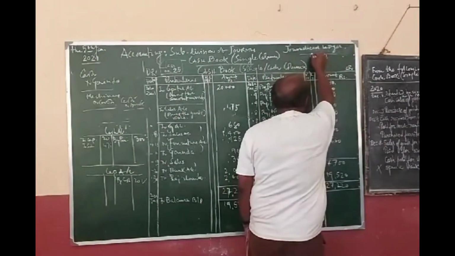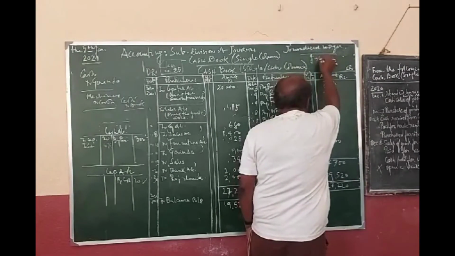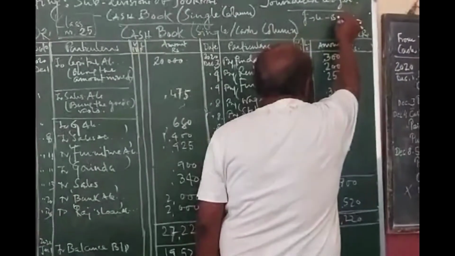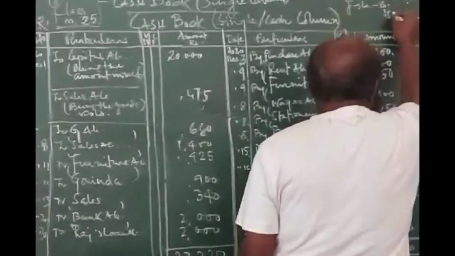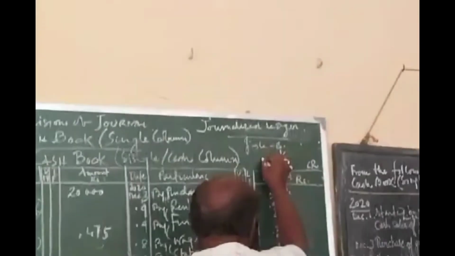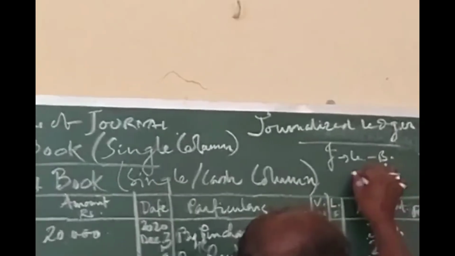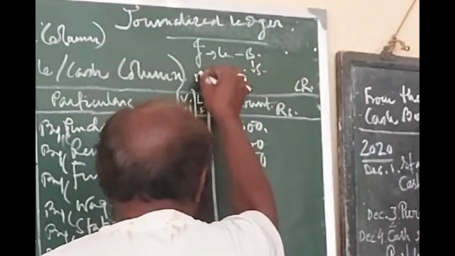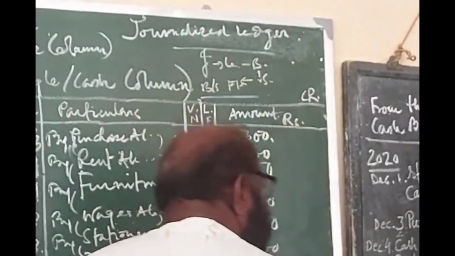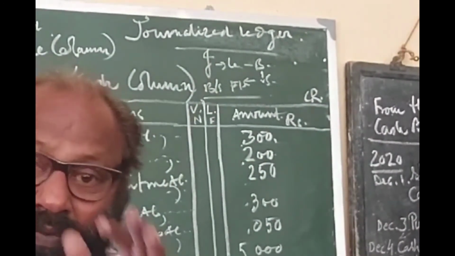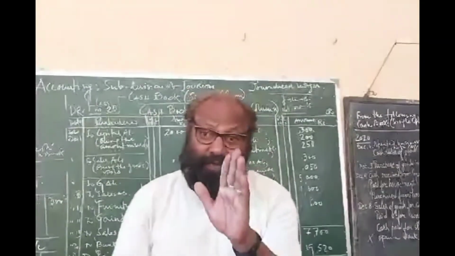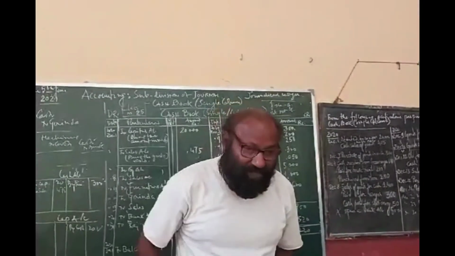The basic sequence I am telling you, friends: first journalizing, then ledger posting, then balancing, and after balancing, the trial balance, and from that, the preparation of final accounts. This is the basic part of your accounting, and this part is known as bookkeeping. So friends, my suggestion is that you do it properly.